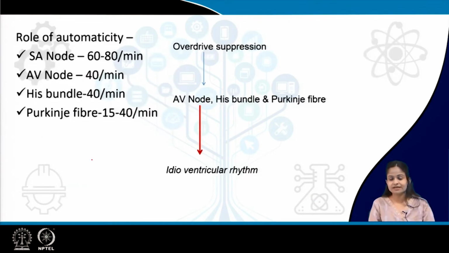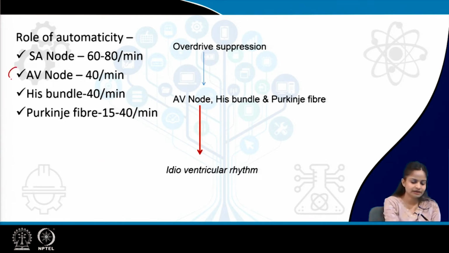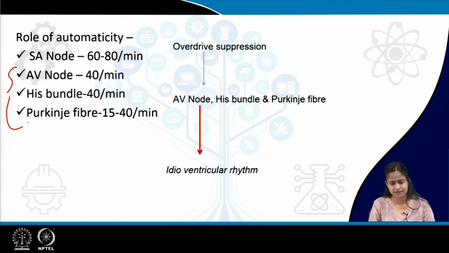Now, coming to the rate of automaticity. This rate of automaticity is very important because the SA node is the primary or main pacemaker in our heart, but the AV node and the His bundle or Purkinje fibers are known as latent pacemakers.